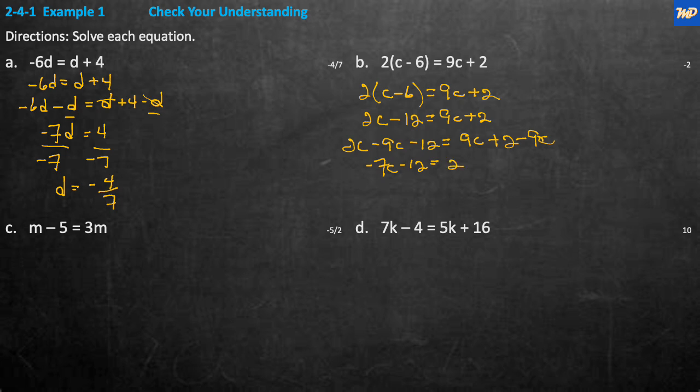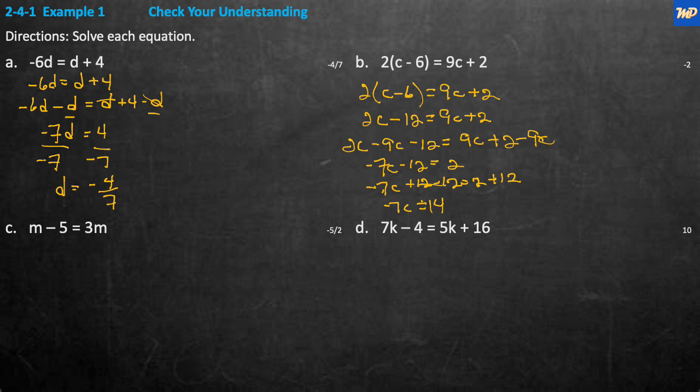Now we want to get the negative 12 to the right-hand side. Negative 7c plus 12 minus 12 is equal to 2 plus 12. And that means we're going to have negative 7c. These 12s cancel, equal 2 plus 12 is 14.